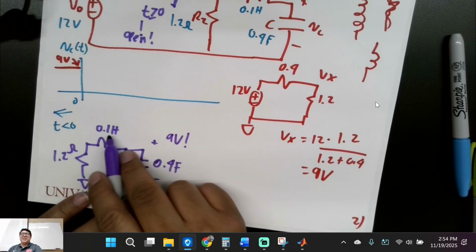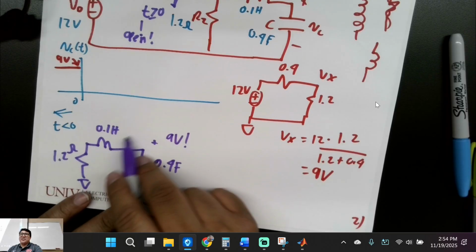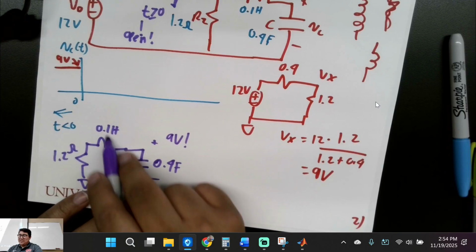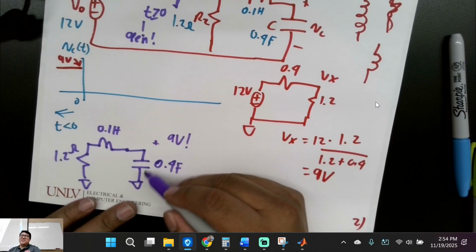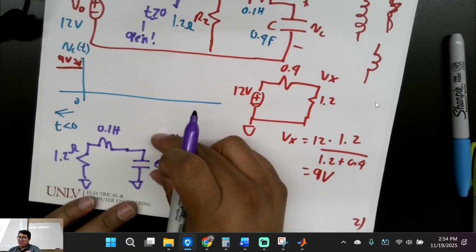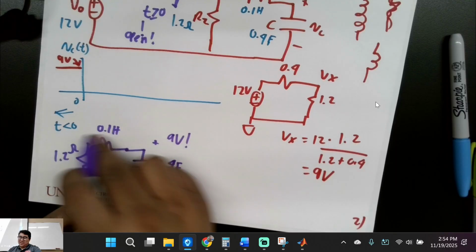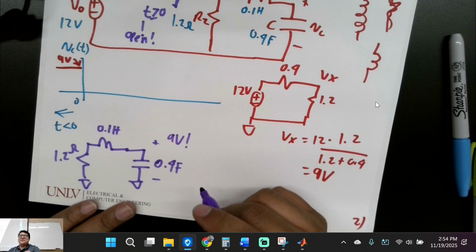However, now we have this inductor, and now it's going to start generating a current. This one doesn't want to change current, and this one doesn't want to change voltage. But now this is going to start discharging, and then this one's just going to steal all the current going through there. Does that make sense?